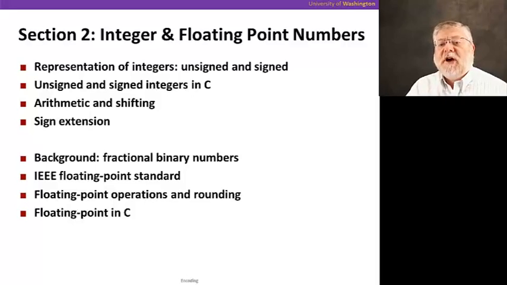in C, talk about some shifting and sign extension operations that'll be important for arithmetic, and then we'll close with a section on floating point numbers. Basically, how do we represent binary numbers that are fractions rather than just integers? And then we'll get into a little bit of detail on the IEEE floating point standard for floating point numbers and how we do floating point operations and the rounding that they entail, as well as look at floating point numbers in C. There's a lot more to floating point numbers, and we will leave a lot of those topics to the text to cover, but we will do some of the basics.